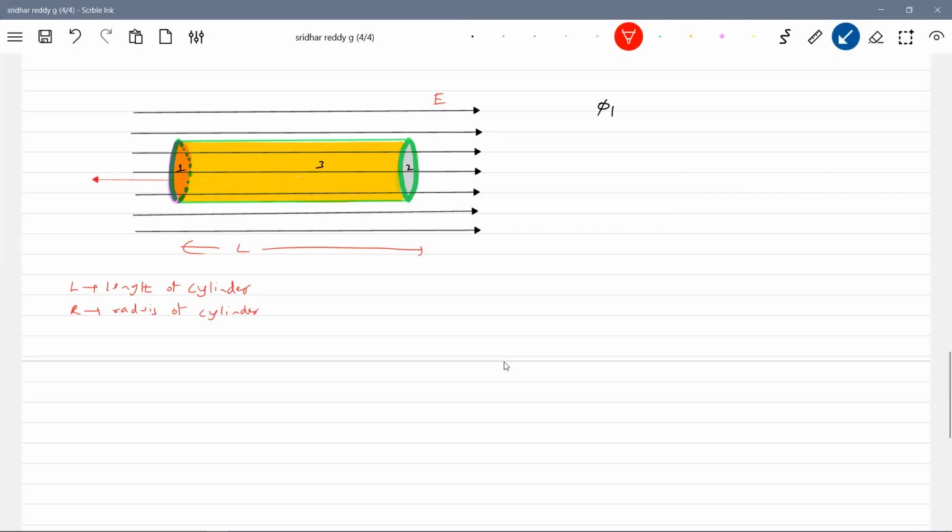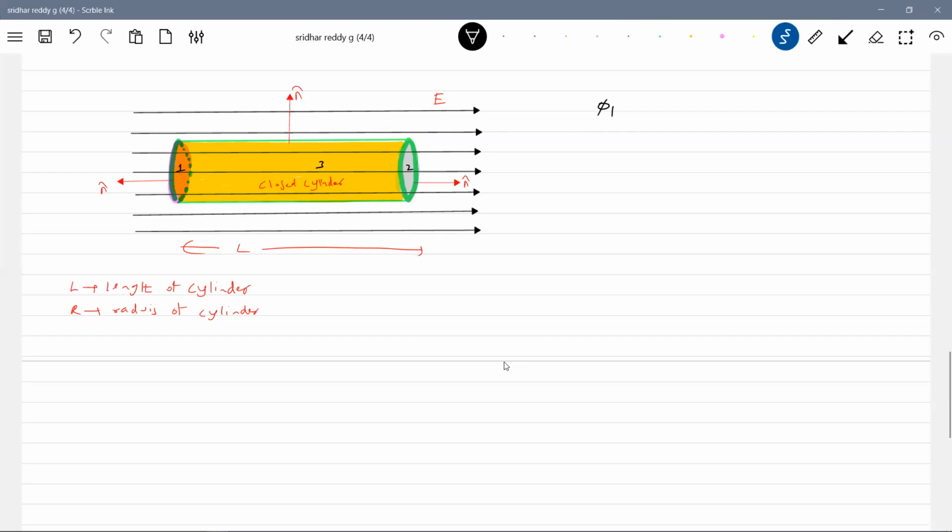It's a closed cylinder. The n cap for this will be like this, and the n cap for surface 3 will be in this direction. So what is it? A closed cylinder.